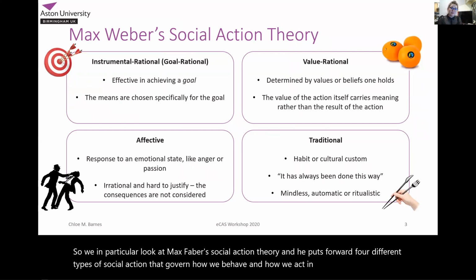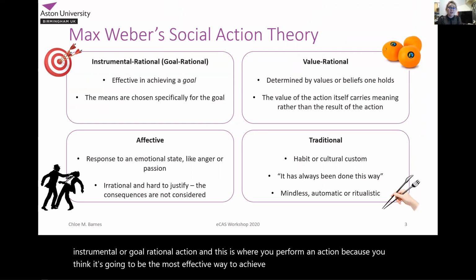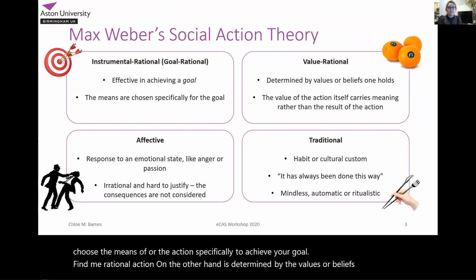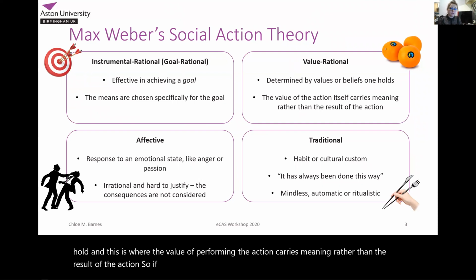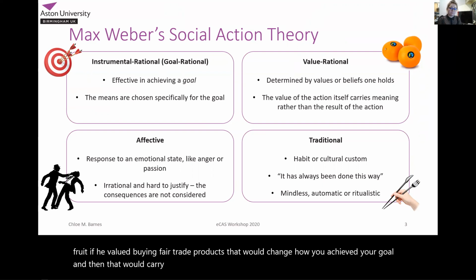The first one's called instrumental or goal-rational action, and this is where you perform an action because you think it's going to be the most effective way to achieve your goal. And this is where you choose the means of or the action specifically to achieve your goal. Value-rational action, on the other hand, is determined by the values or the beliefs that you hold. And this is where the value of performing the action carries meaning rather than the result of the action. So if you had the goal of going to the supermarket and buying a piece of fruit, if you valued buying fair trade products, that would change how you achieved your goal, and then that would carry meaning for you.